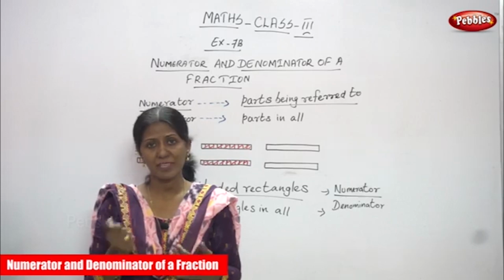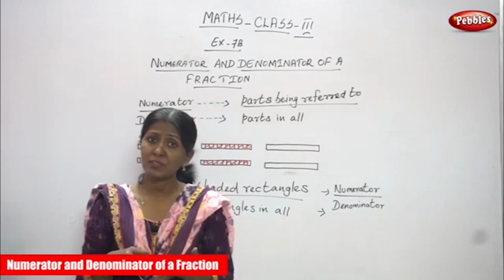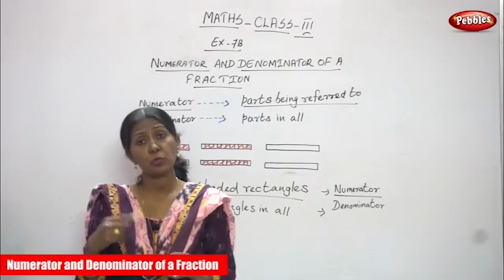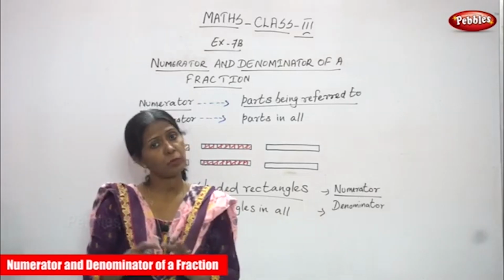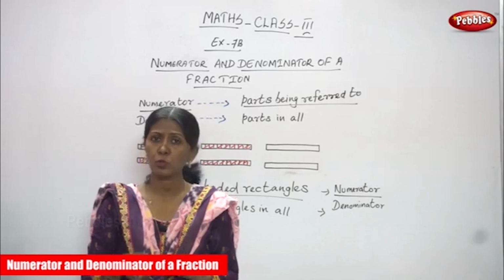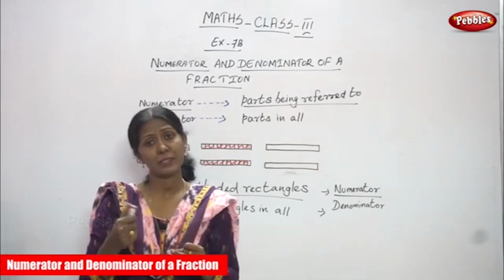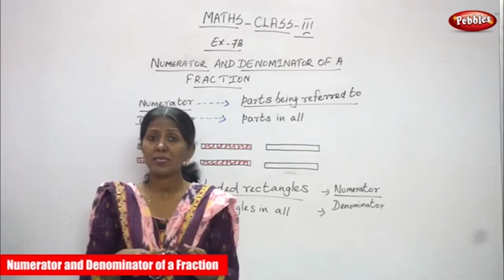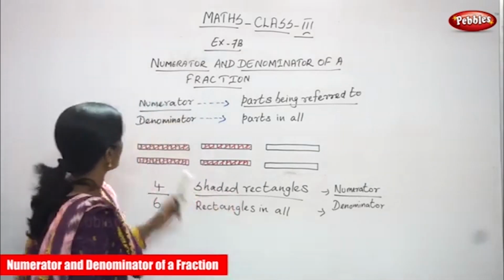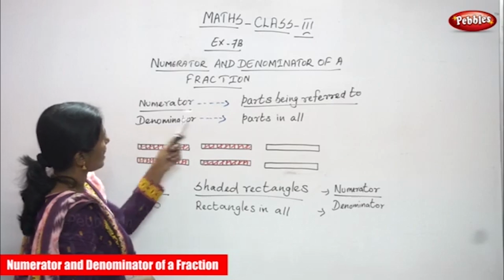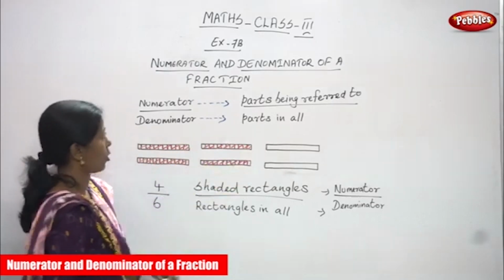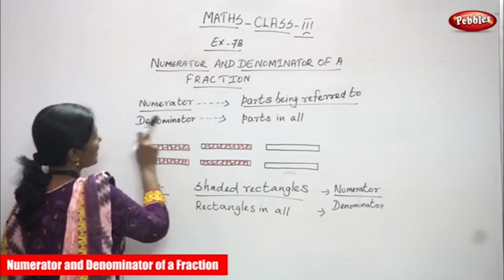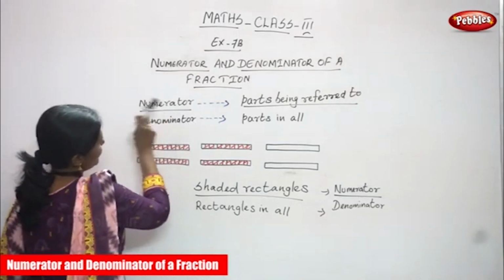So the top number we call the numerator, and the bottom number we call the denominator. Again, a fraction is made up of two numbers. The numerator is the top number and the denominator is the bottom number. The total number of parts we call the denominator. It's the bottom. The numerator is the top.